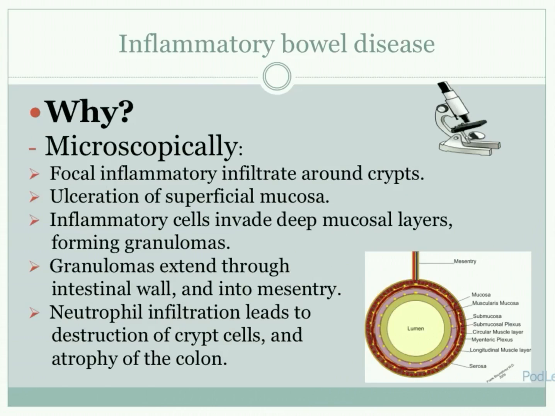So microscopically, what happens? Focal inflammatory infiltrate around crypt cells. There's ulceration of superficial mucosa, and this is essentially just a break in the normal continuity of the mucosal lining. Inflammatory cells are attracted to this area and they invade deep into the mucosal layers, and this leads to the formation of granulomas. These granulomas extend through the intestinal wall and into the mesentery. Neutrophil infiltration leads to destruction of crypt cells and atrophy of the colon.